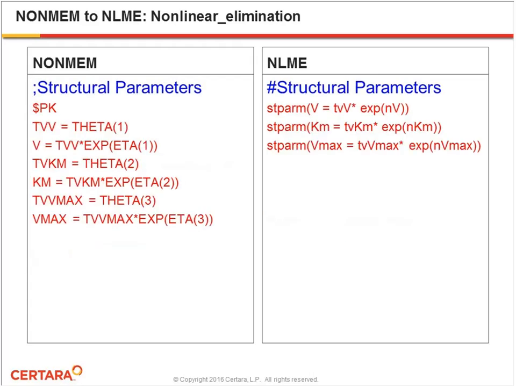Okay, next part of the code is definition of the structural parameters. Here on the NONMEM side, you see these are mixed with specification also of the theta values, so typical values. But the structural parameters here, V is given here with inclusion of the random effect in an exponential, in a product way with the exponentiated random effect eta. And the corresponding statements in NLME are the STPARM statements, where you just put in the same equation as in NONMEM.